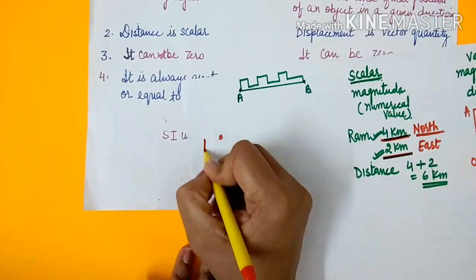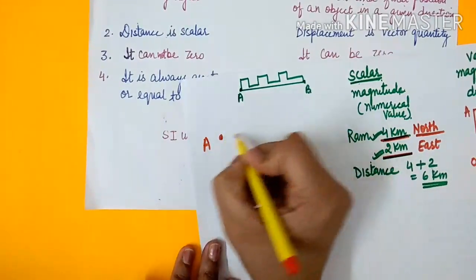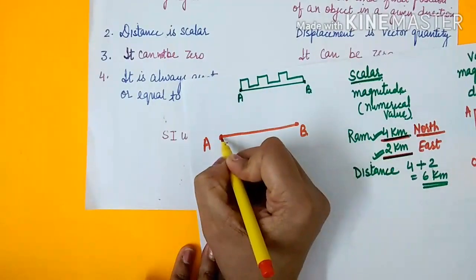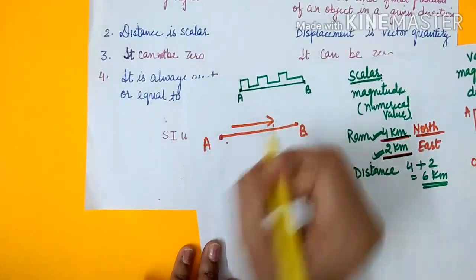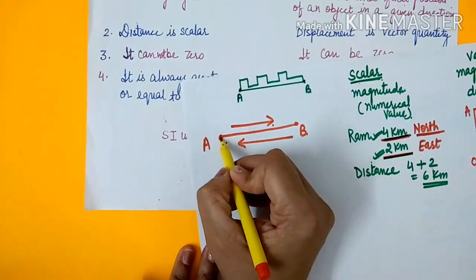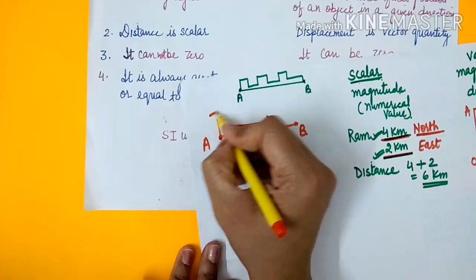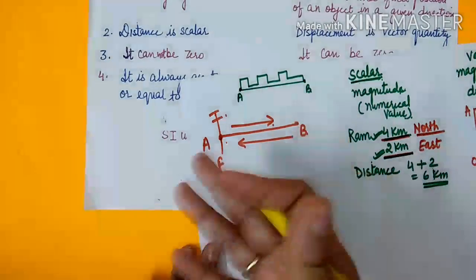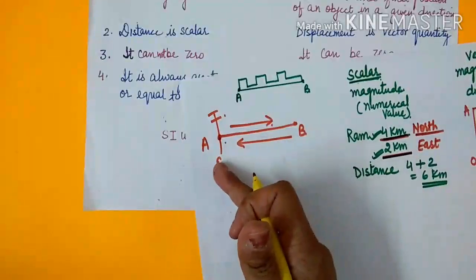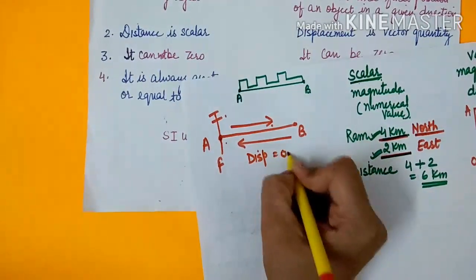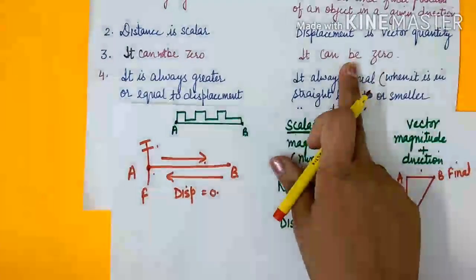If the person started his journey from point A to point B and comes back to point A, A to B and B to A, then in this case the initial point is A and the final point is also A. So you can't draw a straight line between the initial and final point. In this case, displacement is 0. So it can be 0.